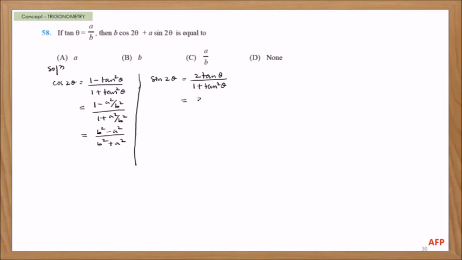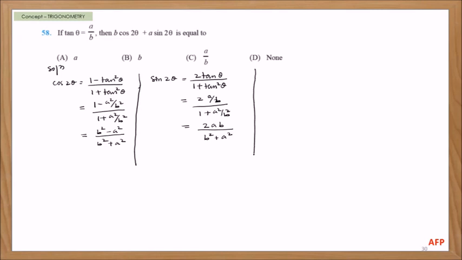So here, 2 times a by b divided by 1 plus a square by b square. So here it is nothing but b square, so the b's will get cancelled. 2ab we will get divided by b square plus a square.